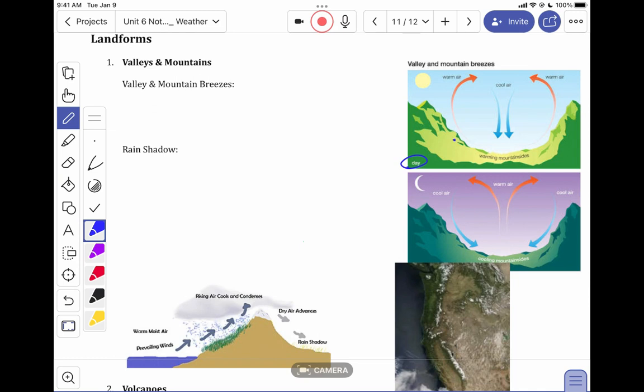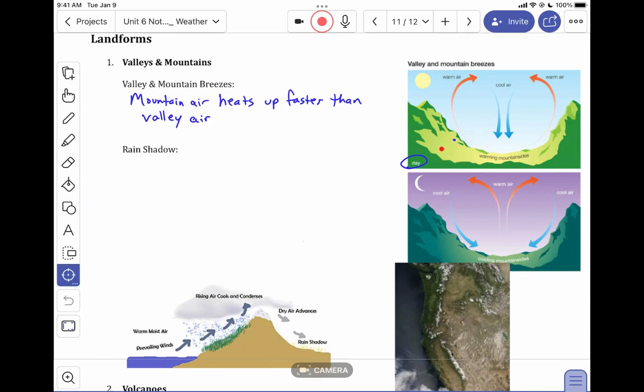We have warm air. Let me jump to the writing. So mountain air heats up more quickly, I'll say faster, than valley air. So it's similar to when we had the land breeze. We had the land, this air heated up quicker, so it rose. But now we have kind of the land on both sides. This is kind of like the water in the middle.